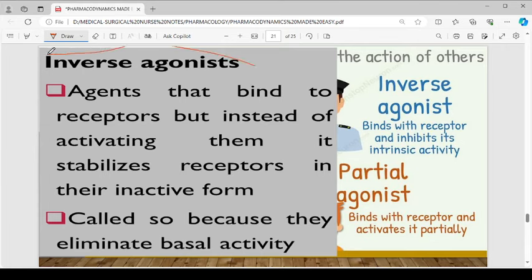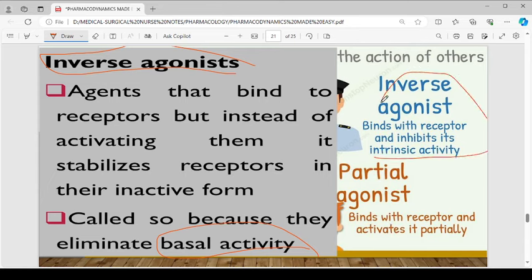Next, we have inverse agonists. These are agents that will bind to the receptor, but instead of activating it, they stabilize the receptor in its inactive form. They are called so because they eliminate the basal activity. The basal activity is eliminated in that case. It binds to the receptor, then it inhibits that intrinsic activity.